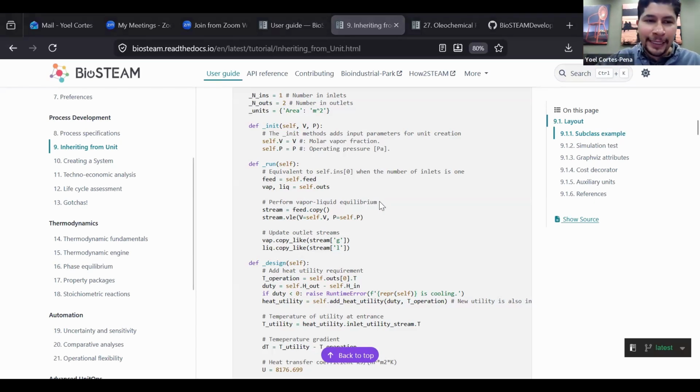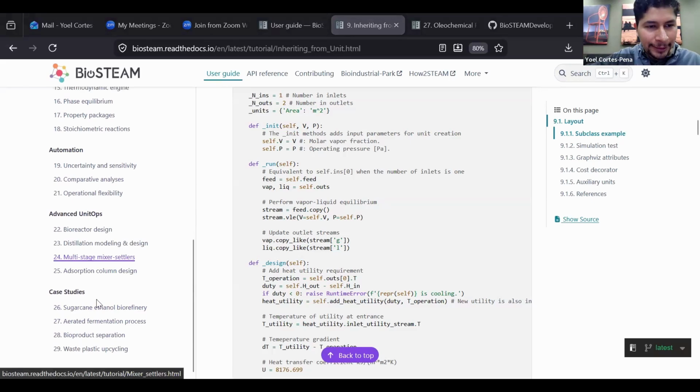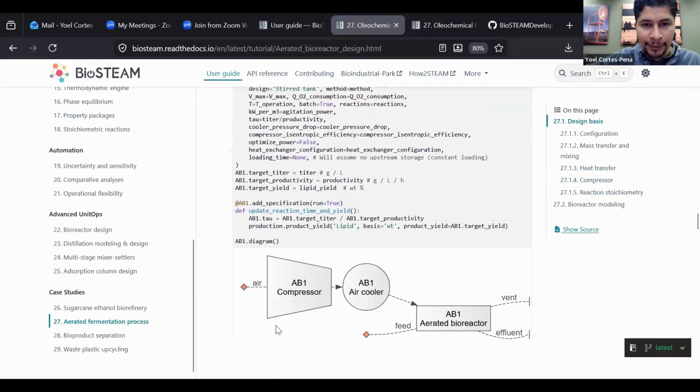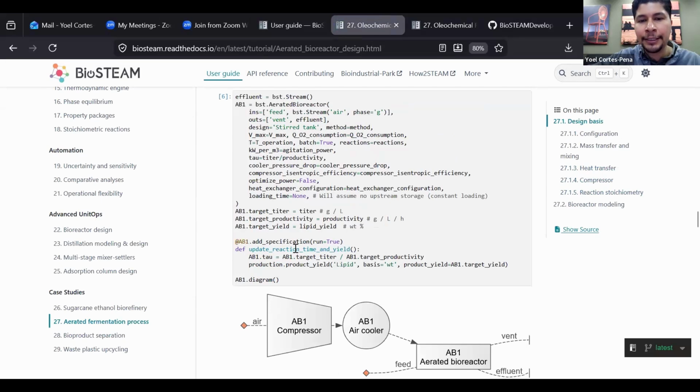Or you can add a specification. So just like we did in the aerated fermentation process around here, we added a specification to adjust the product yield and the residence time. You can run your kinetic model given your feed concentrations and whatever residence time you have in order to specify your yield. And like that, you'll have solved your entire fermentation process.